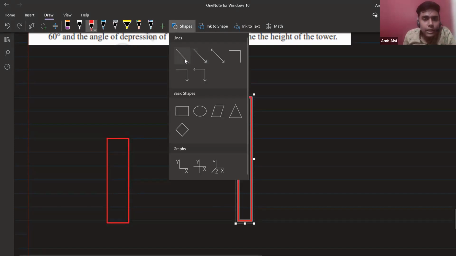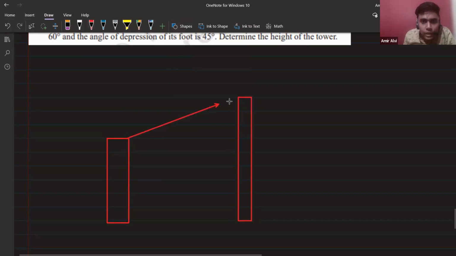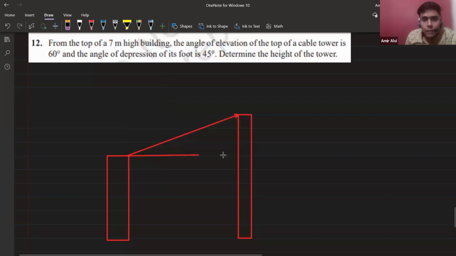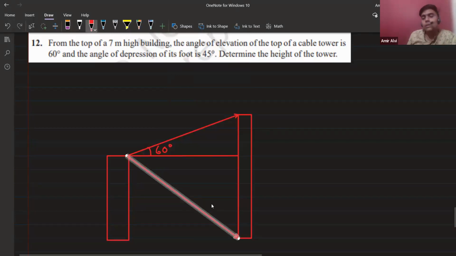And if I say the angle of elevation to this tower is 60 degree, it's measured from the horizontal line, an imaginary line, you can say. Clear? It's 60 degree, everybody clear? And the question is saying that if I see the foot of that tower, the angle of depression is 45 degree. So this is 45.